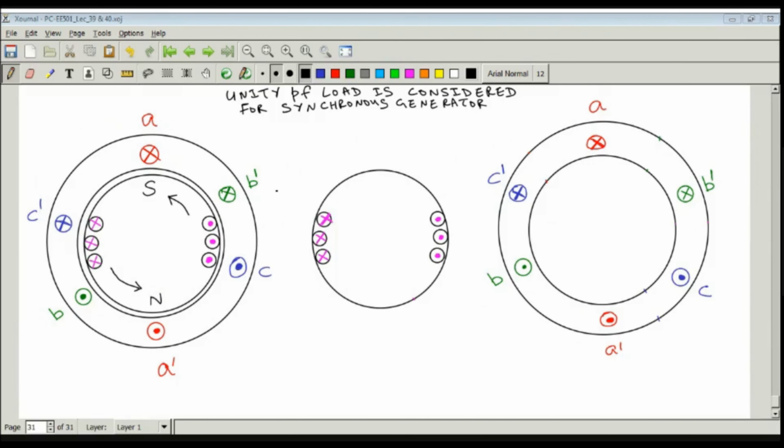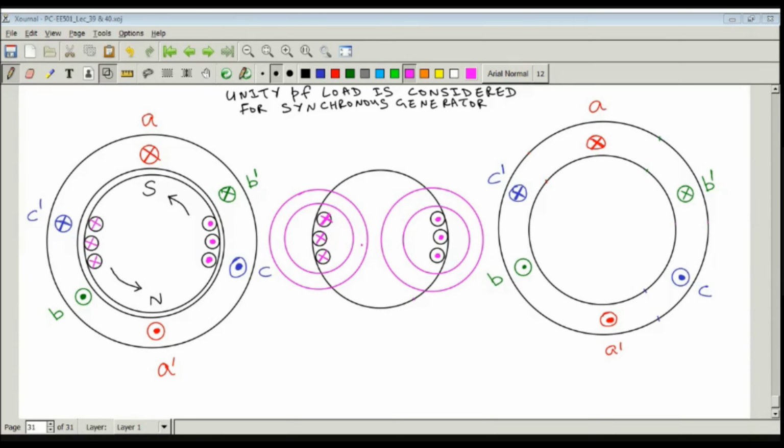So let us plot the magnetic lines of flux without making a delay. First we will plot the magnetic lines of flux due to field current. Due to field current, the magnetic lines of flux we are going to plot like this. This is the magnetic lines of flux due to field current. If you apply the right hand grip rule, you will find that this is the direction of the magnetic lines of flux due to field current.